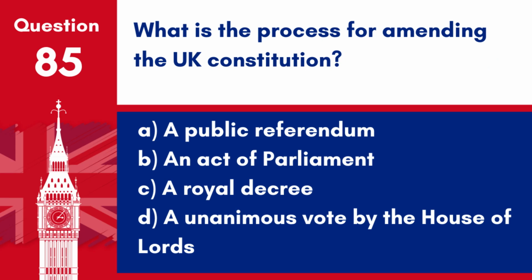Question 85. What is the process for amending the UK Constitution? A. A public referendum. B. An Act of Parliament. C. A royal decree. D. An unanimous vote by the House of Lords. Answer: B. An Act of Parliament. The UK Constitution can be amended through an Act of Parliament, reflecting the principle of parliamentary sovereignty.